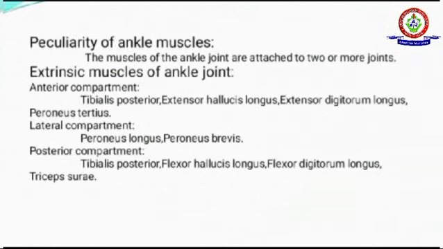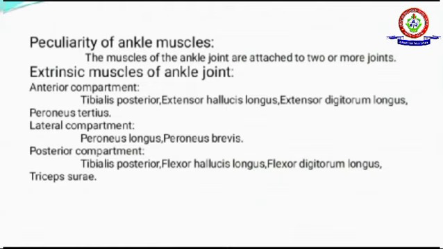Peculiarity of ankle muscles. The muscles of the ankle joint are attached to two or more joints. Extrinsic muscles of ankle joint. It is divided into three compartments. There are anterior compartment, lateral compartment and posterior compartment.